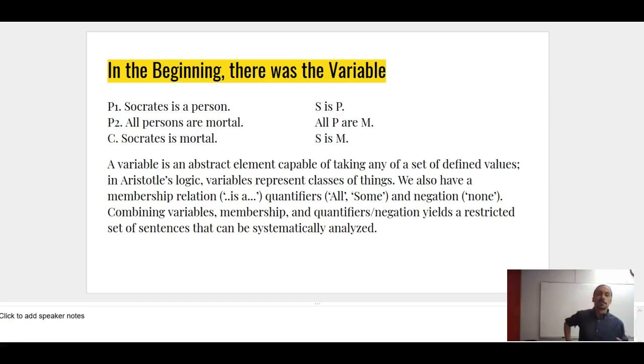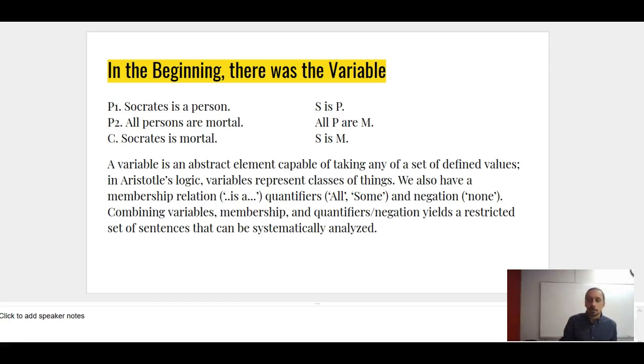So this variable is an abstract element. It's capable of taking any of a set of predefined values. For Aristotle, variables will represent a class of things. My examples are not always going to be of classes. I'm going to refer to individuals, but just imagine that every reference to the individual is like a class defined solely in virtue of having contained that individual as a member. Don't worry about that. So variables represent classes of things, groups of things, collections, sets.